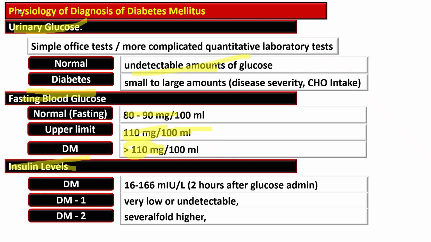Then plasma insulin level is another test, and in type 1 diabetes, plasma insulin is very low or absent both during fasting and after a meal due to beta cell destruction, while in type 2 diabetes, plasma insulin is elevated as a compensatory mechanism for insulin resistance and there is a greater rise in insulin after a glucose load during glucose tolerance test.